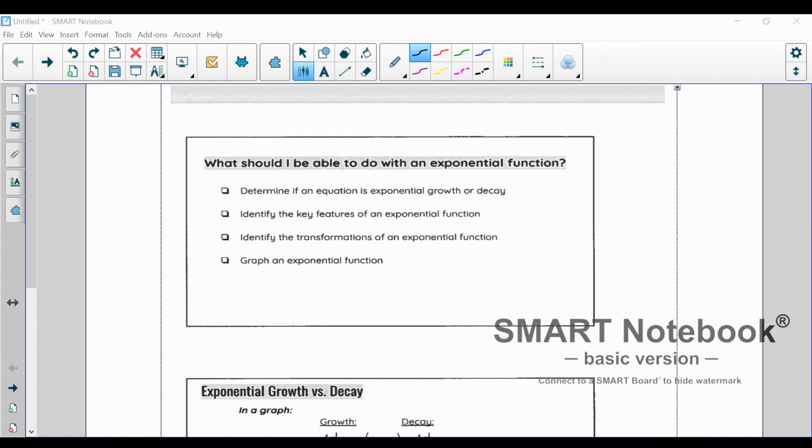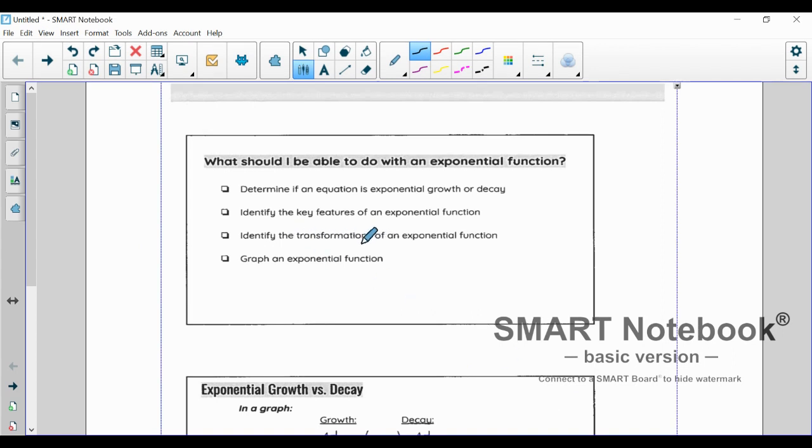So the good news is the transformations, a, h, and k, are the same as our quadratic and absolute value functions. The problem is an exponential function is going to look different. It's not going to have an axis of symmetry or vertex anymore. So we are going to need to learn new key features.